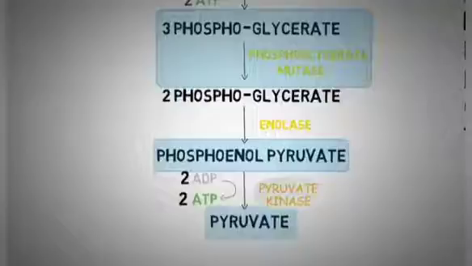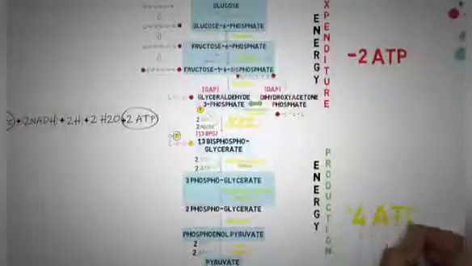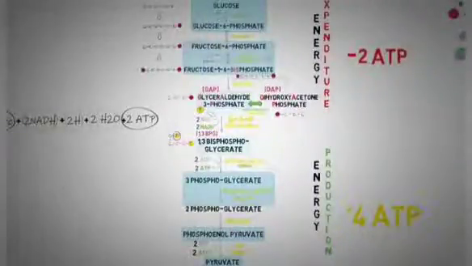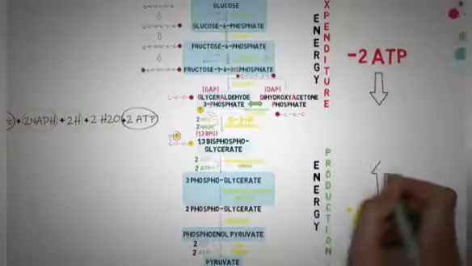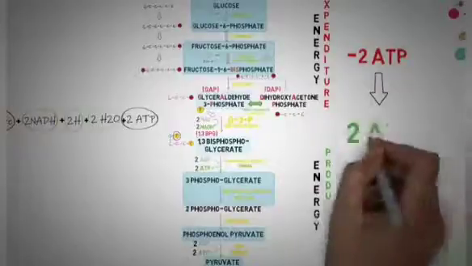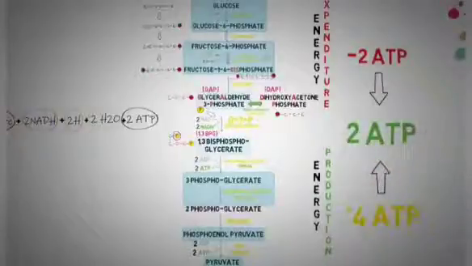Now since we started with 1 molecule of glucose which was split into 2, the number of ATPs produced in this reaction are actually 4 ATPs per molecule of glucose. So if oxygen is not available, we use 2 ATPs here and produce 4 ATPs here. So net ATP gain is only 2 ATPs. Now what happens if oxygen is available in glycolysis?